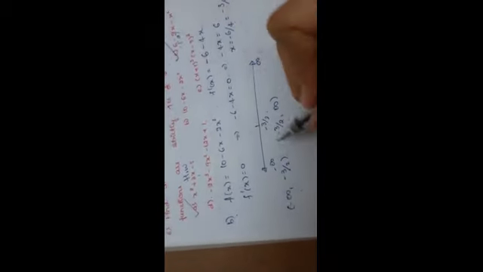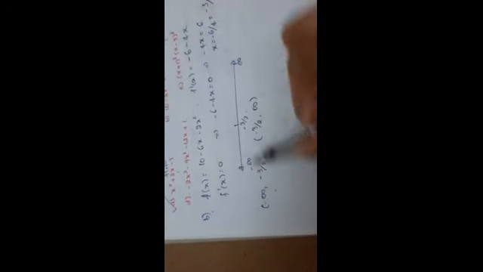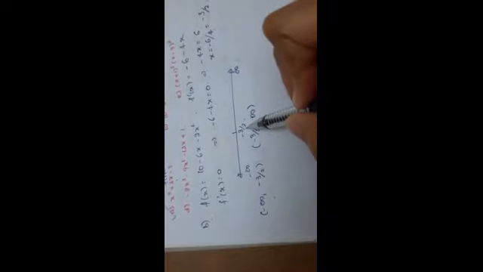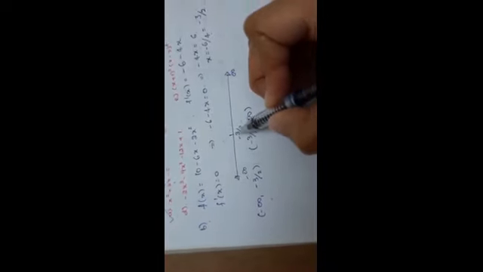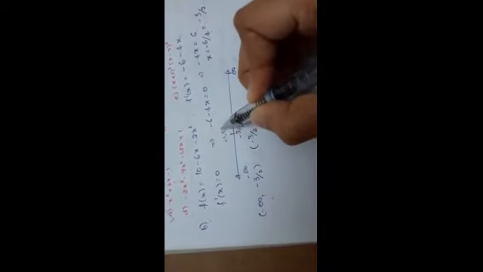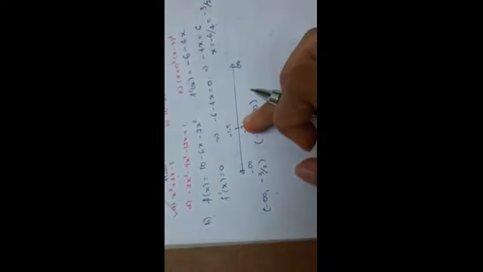So we now got two disjoint intervals. What are they? Minus infinity to minus 3 by 2, and another one is minus 3 by 2 to infinity. So now we need to say in which interval the function is strictly increasing and in which it is strictly decreasing. Minus 3 by 2 is nothing but minus 1.5, so you should take a point lying from minus infinity to minus 1.5.